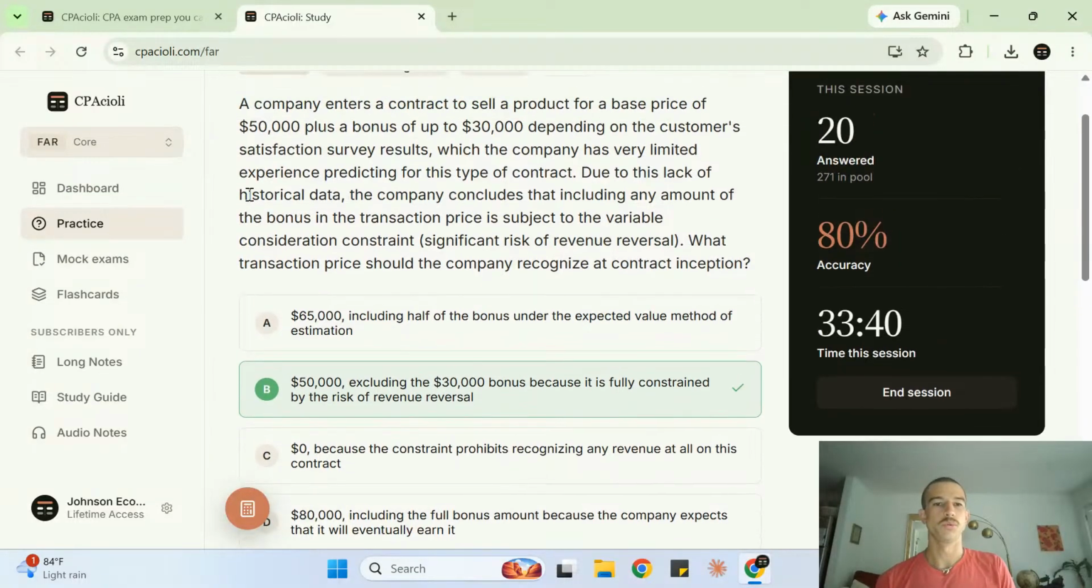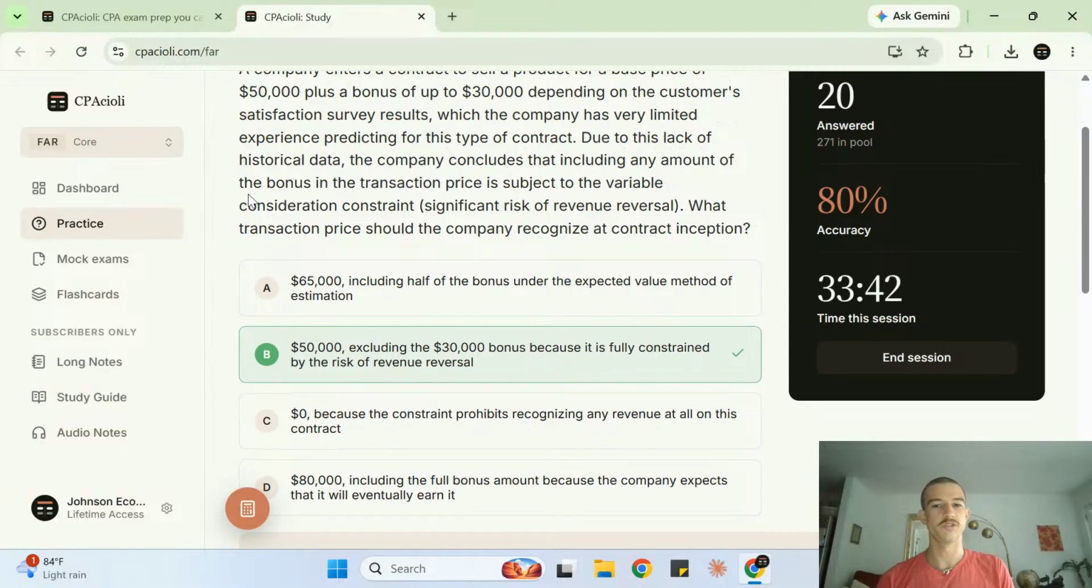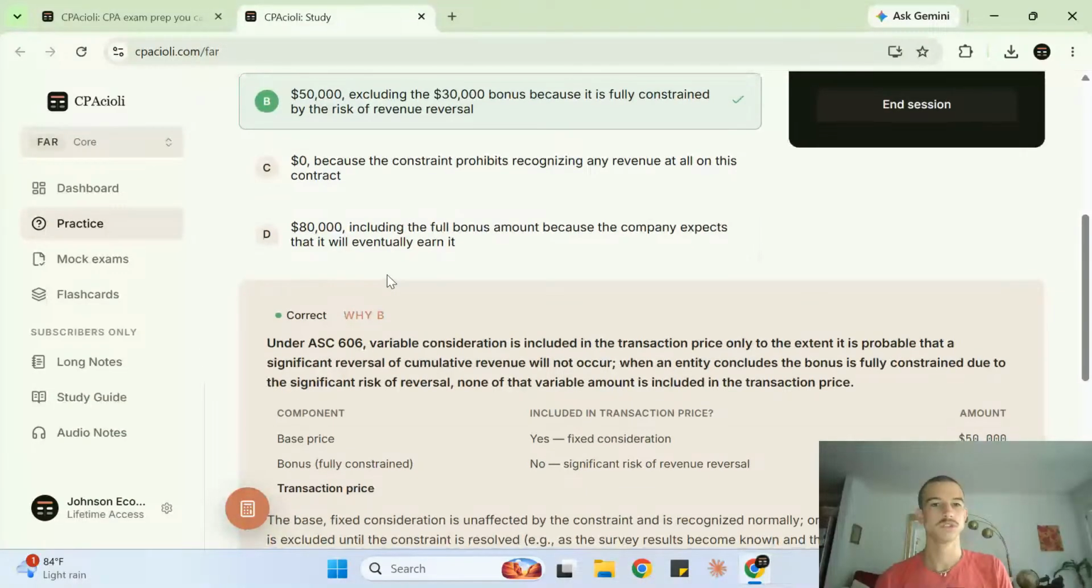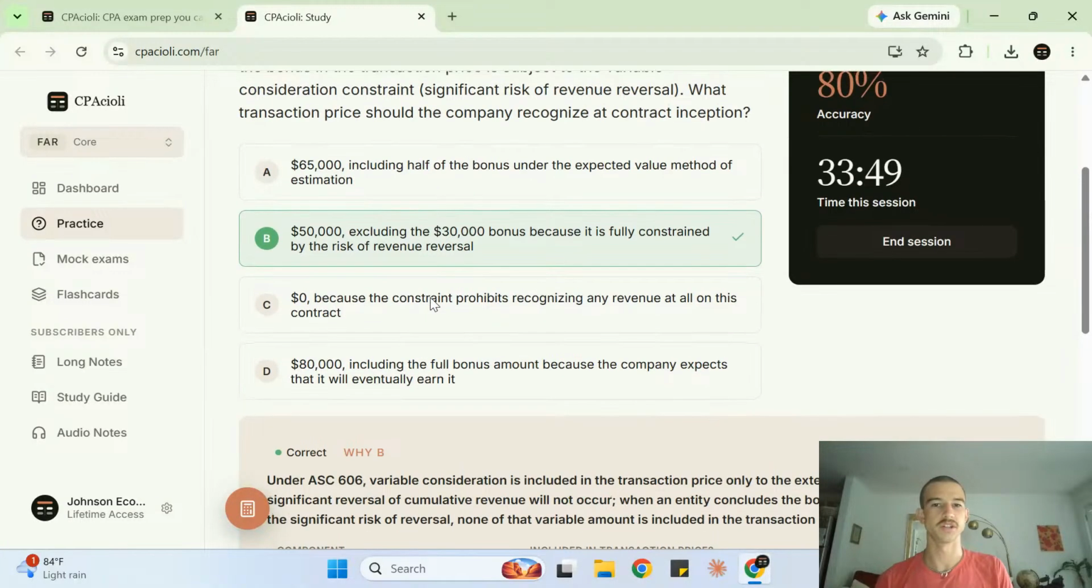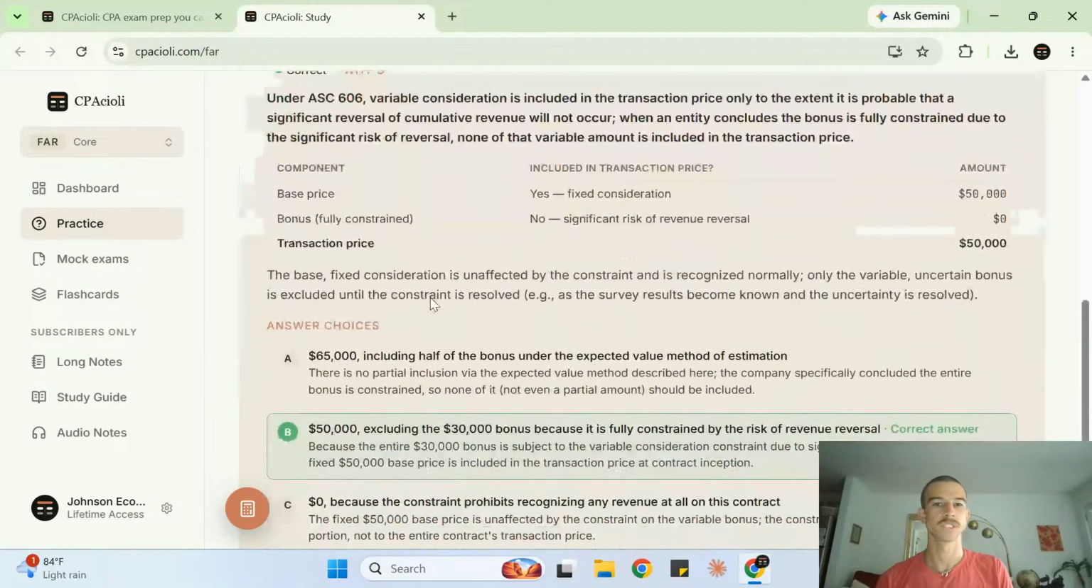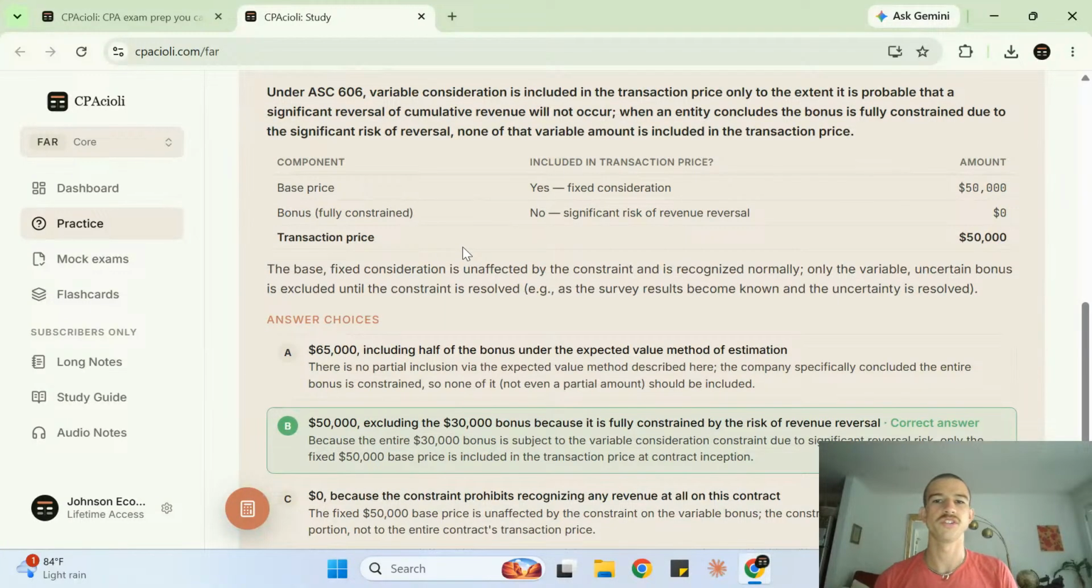Yeah, so you don't recognize the bonus because it is fully constrained by the risk of revenue reversal. So you do not include the bonus in the transaction price. Variable consideration is included in the transaction price only to the extent it is probable, keyword probable, that a significant reversal of cumulative revenue will not occur. When an entity concludes the bonus is fully constrained due to the significant risk of reversal, none of that variable amount is included in the transaction price.